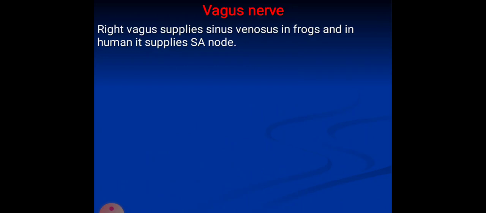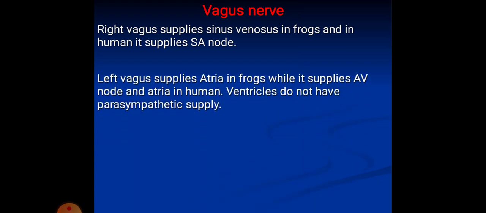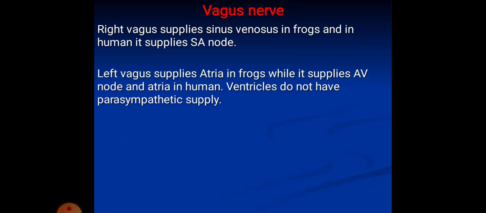What about the frog's vagus nerve? Right vagus supplies the sinus venosus in frog, and in human it supplies the SA node. What about left vagus? Left vagus supplies the atria in frogs, while it supplies the AV node and atria in human. Ventricles do not have a parasympathetic supply. This is an MCQ: the ventricle, both in human and frog heart, does not have a parasympathetic supply.